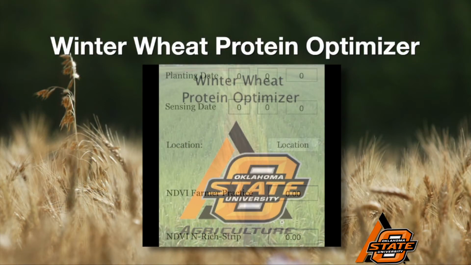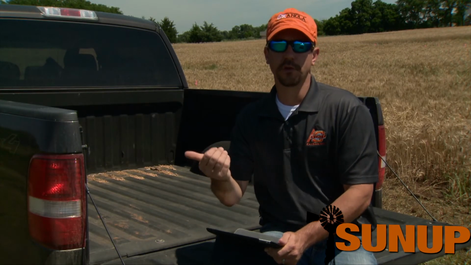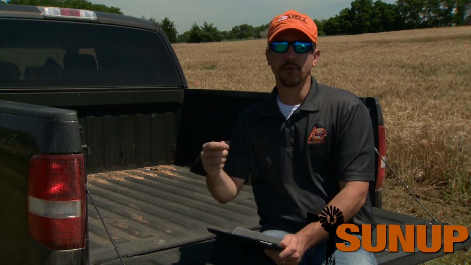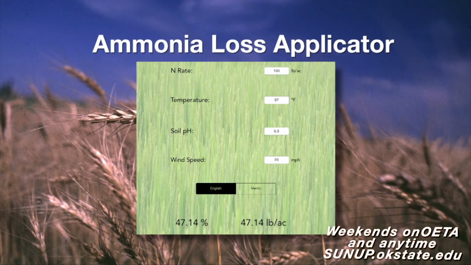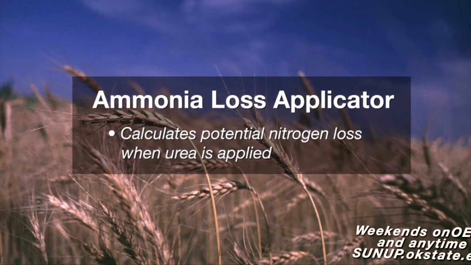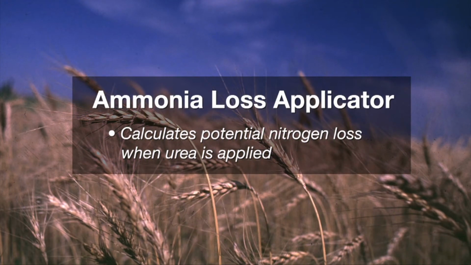There is also the Protein Optimizer app. You can utilize this app a little bit later in the season to see if you want to produce a higher protein crop. You can utilize this app and the GreenSeeker sensor and get a recommendation to apply or not apply based upon your yield prediction. There's also the ammonium loss applicator. It calculates how much nitrogen you could potentially lose if you apply urea.